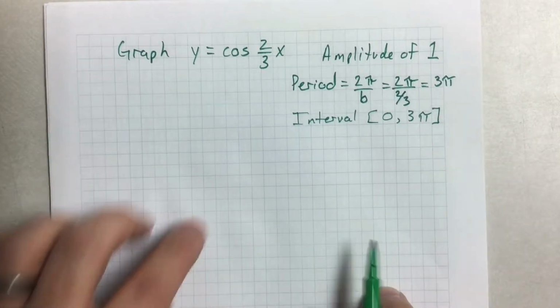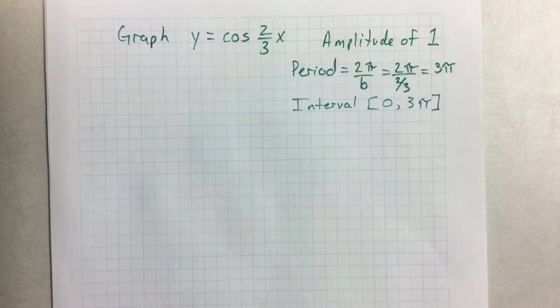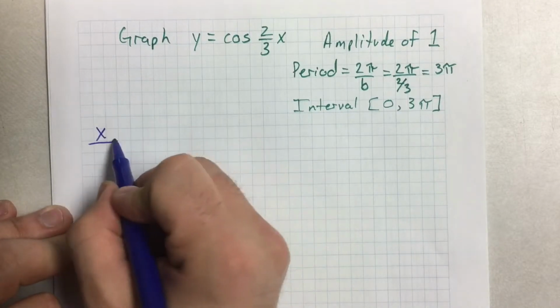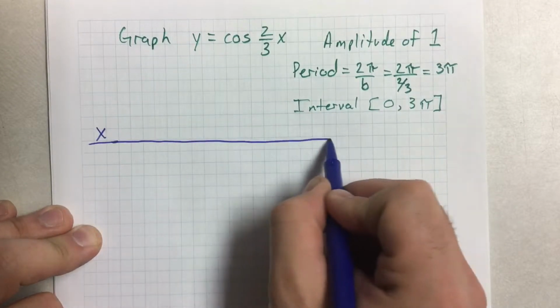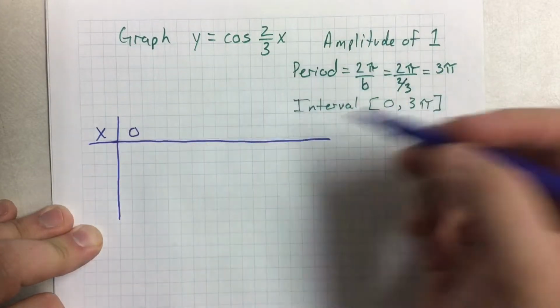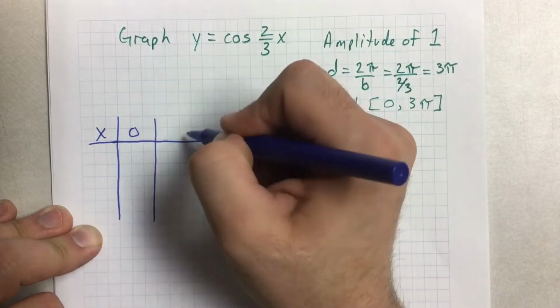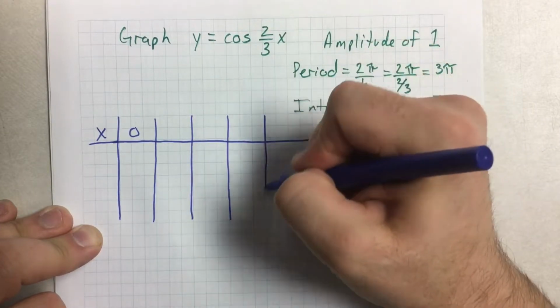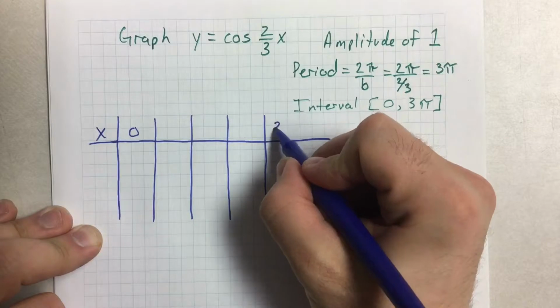And we're dealing with cosine. We're going to get a good picture here of the cosine graph. So making our table, so having x, so it's 0 to 3 pi.